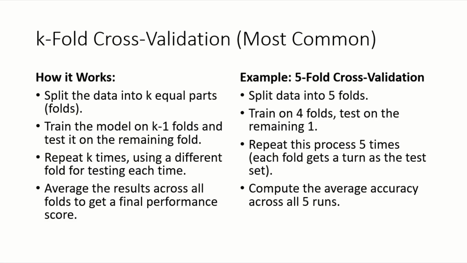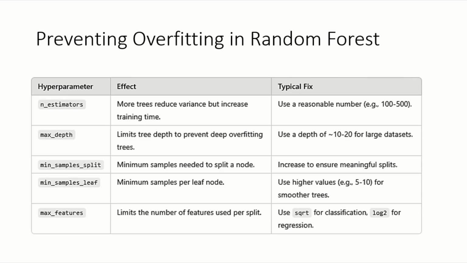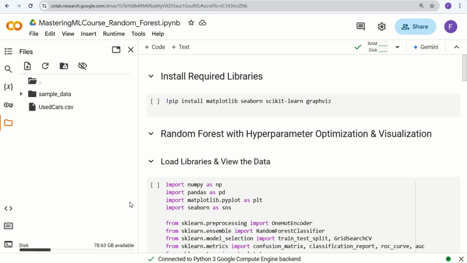An example of 5-fold cross-validation is that we'll split the data into 5 folds, train on 4 folds, test on the remaining 1, and then repeat this process 5 times. Each fold gets a turn as the test set, and we compute the average accuracy across all 5 runs. Some things that we can tune to prevent overfitting include the number of estimators, which is basically the number of trees. The default is 100 trees in Scikit-Learn.